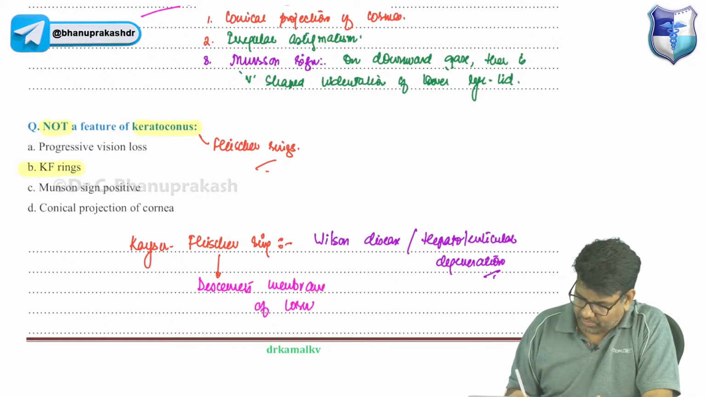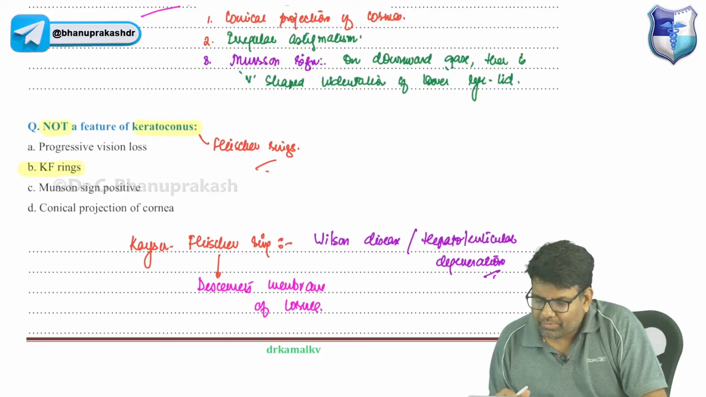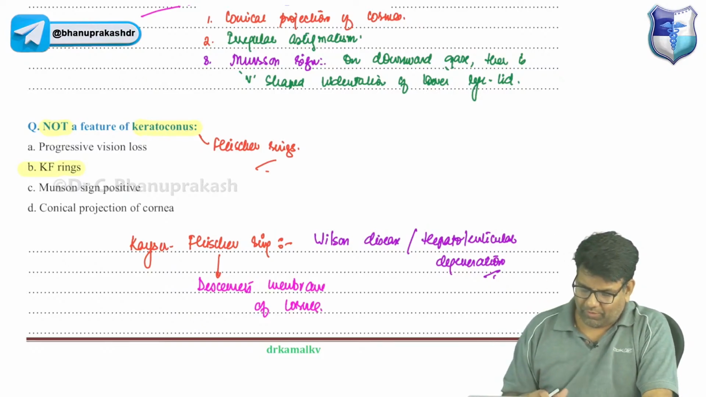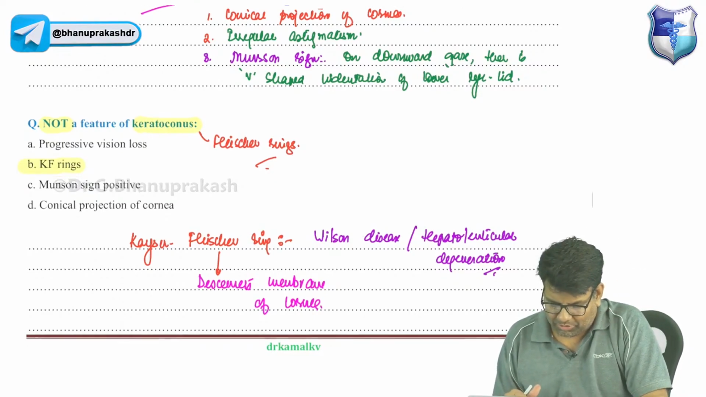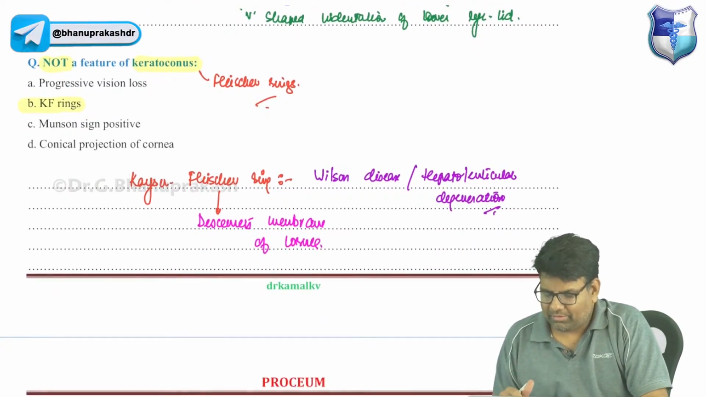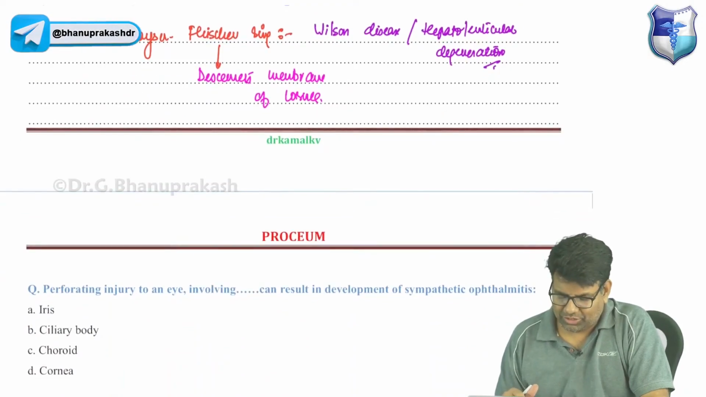Yes, perfect. Yes, Raghu, you are absolutely right. Fleischer rings in keratoconus are in deposition. Stocker's line in pterygium is in the advancing edge.